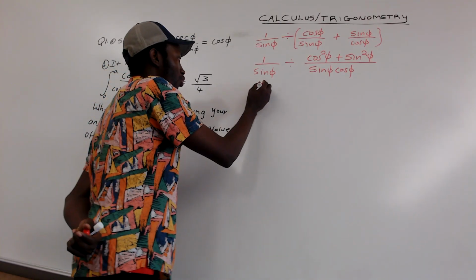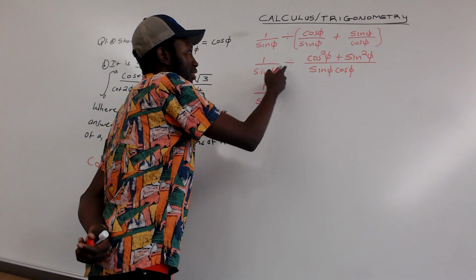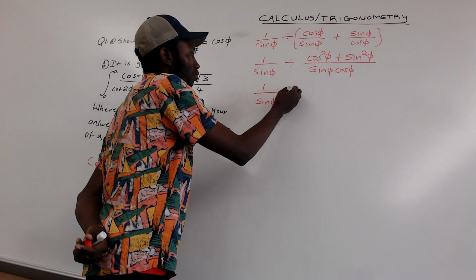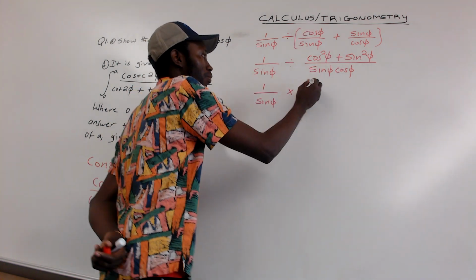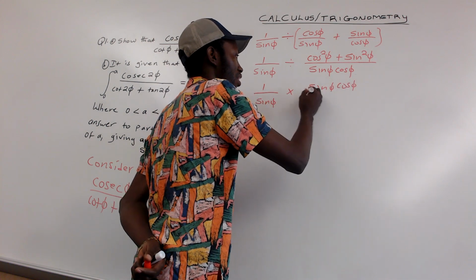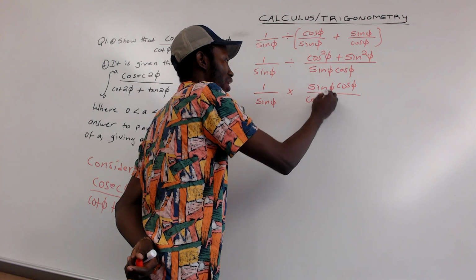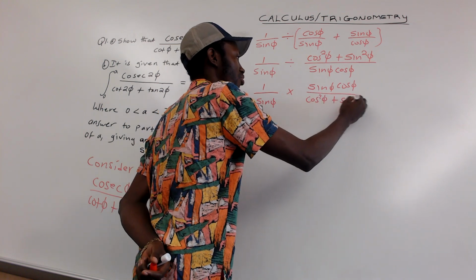You see. So if we continue, 1 divided by sin phi. This division sign, we can change it to multiplication. The denominator moves up. So we have sin phi cos phi divided by the numerator, which is cos square phi plus sin square phi.